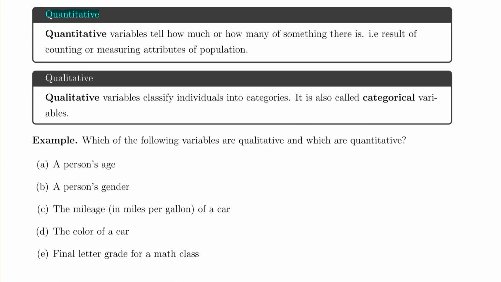Quantitative data, or we can also call it a quantitative variable, tells how much or how many of something there is. So it is the result of counting or measuring attributes of a population. We can think of a quantitative variable as a numerical value. Whereas a qualitative variable, or qualitative data type, classifies individuals into categories. It is also called a categorical variable. So let's look at examples to identify a given data type.